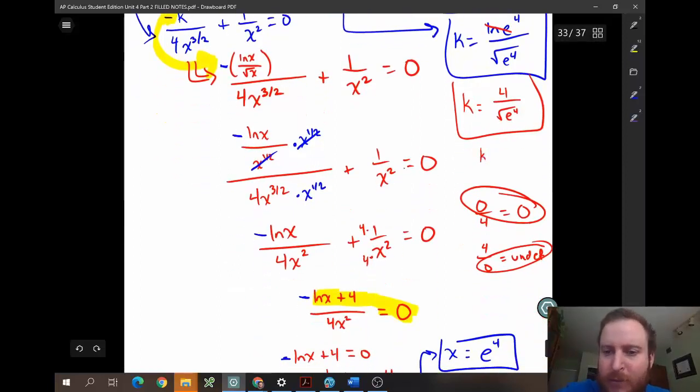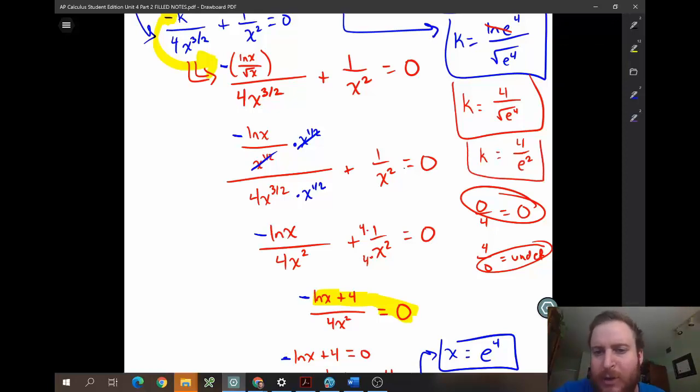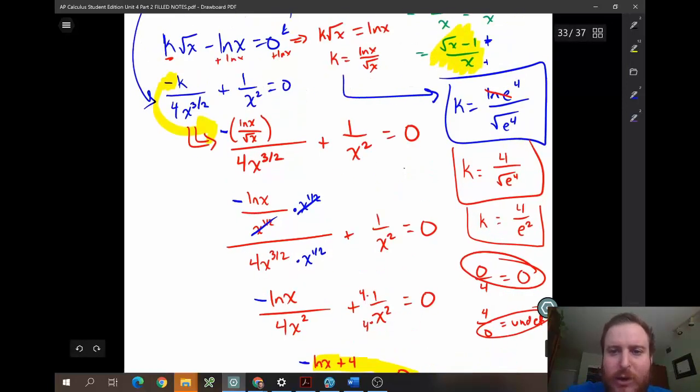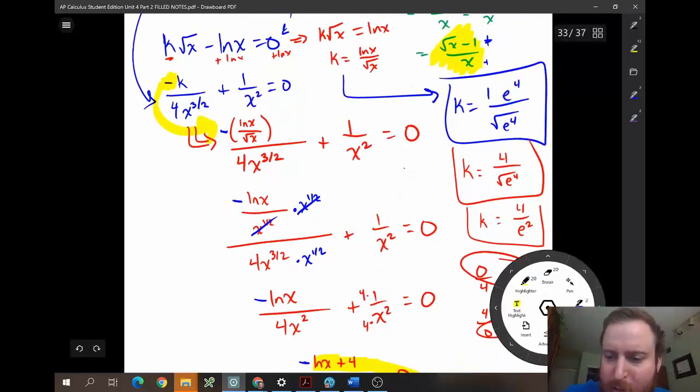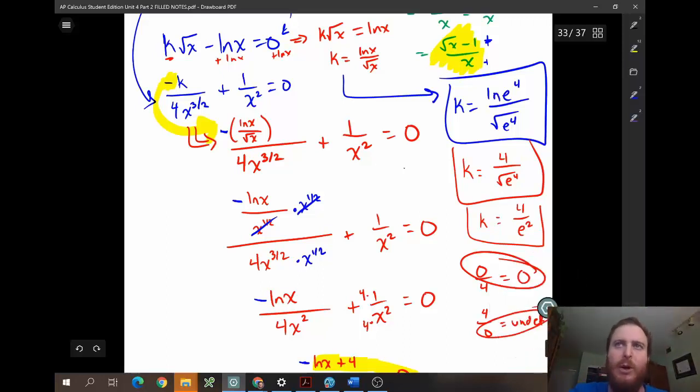If you look at an answer key, they'll actually write this as 4 over e squared. The reason it's e squared is the square root of x to the 4th or e to the 4th is actually just e squared, right? But any of these three answers would work perfectly. Honestly, I'd probably leave it at the first answer because we don't have to do any more complicated math here. So I would just say, hey, that's a fine answer, I'm leaving it there. You get full credit for any one of those three.